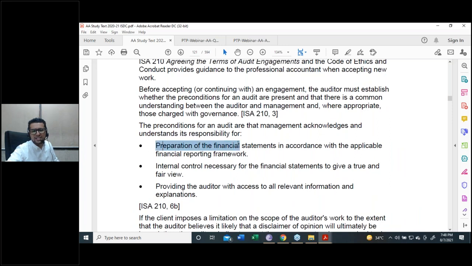Number 1, the financial statements should be prepared in accordance with the applicable financial reporting framework by the management. They should acknowledge their responsibility. The management or the client should make sure that they have got an internal control system designed and implemented.